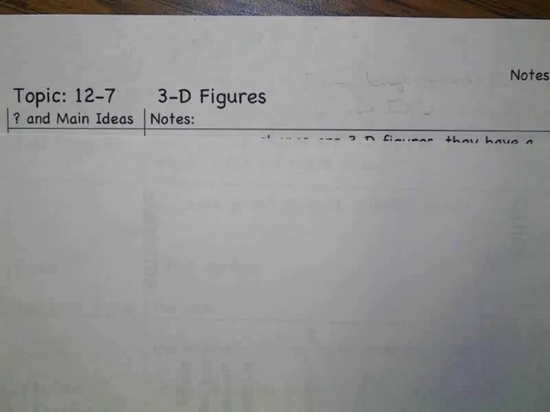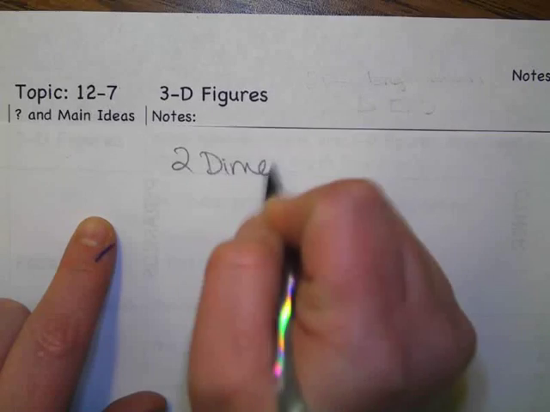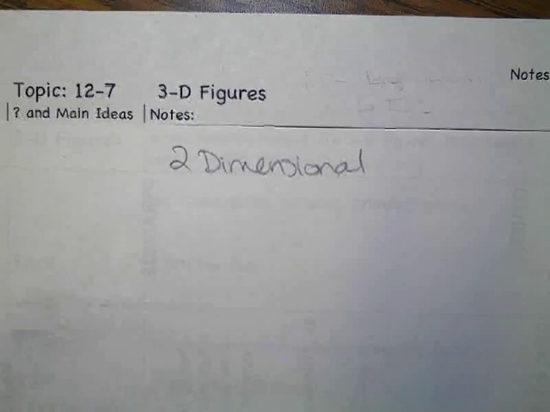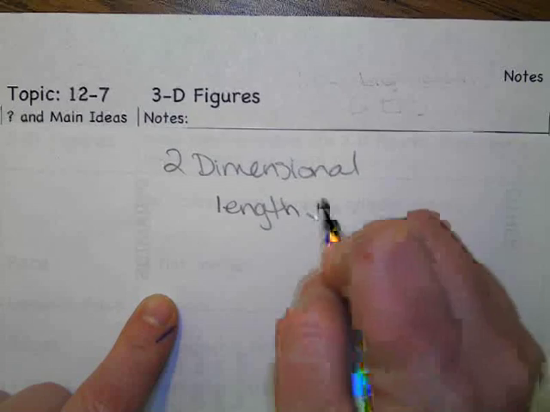Today we're looking at topic 12-7, and we're going to learn about three-dimensional figures. Before we talk about 3D figures, let's remember what 2D figures are. So a two-dimensional figure has exactly that, 2 dimensions. It has a length and a width.